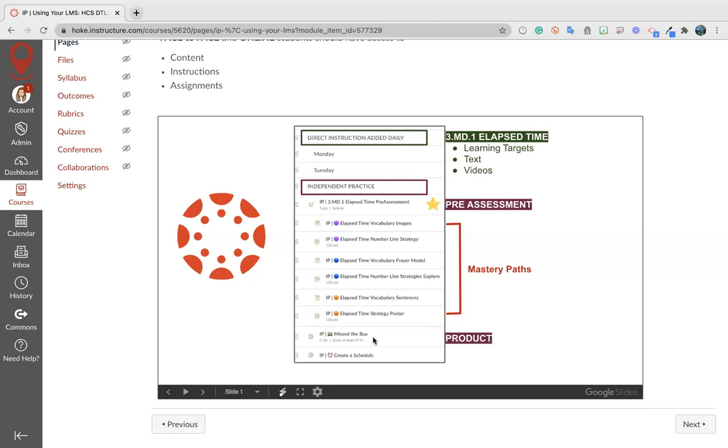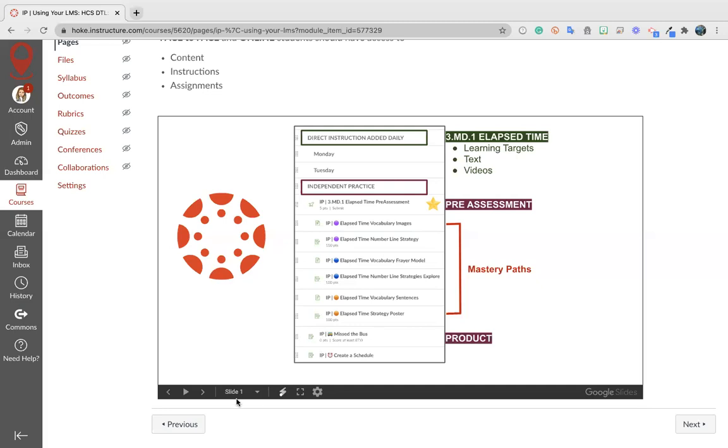So mastery paths, if you're thinking about ways to scaffold or support your learning, you can build that into your Canvas module. You don't have to. It's not mandatory, and it's not the only way independent practice could work. But it was just so cool that I wanted you guys to really think about what that could look like.